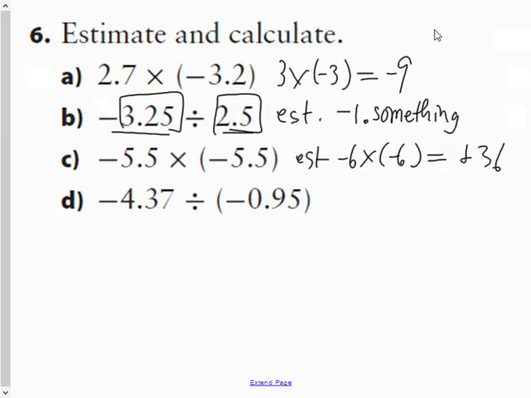And finally, the last one, my estimation, if I have $4 and something, we'll say $4, divided into piles of $1 almost. So we have $4 and something divided into piles of $1. I can make just over 4, and since it's negative divided by negative, it's going to be negative 4 decimal something. I have no idea what yet. Negative 4 decimal something.